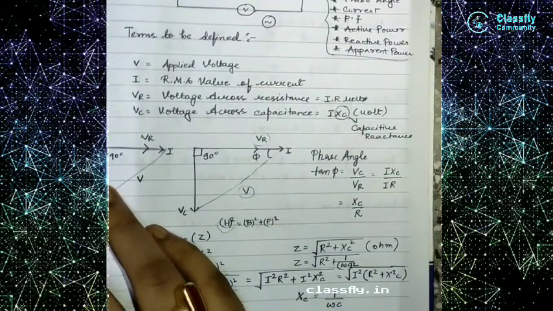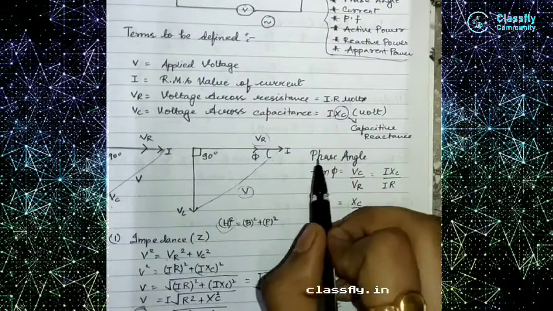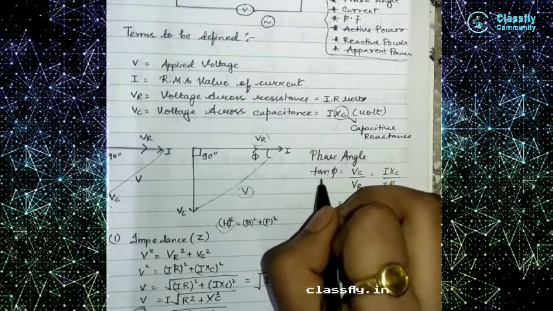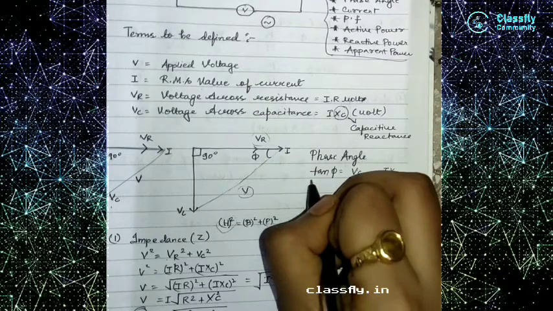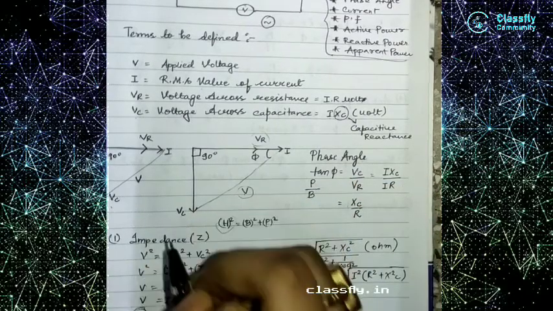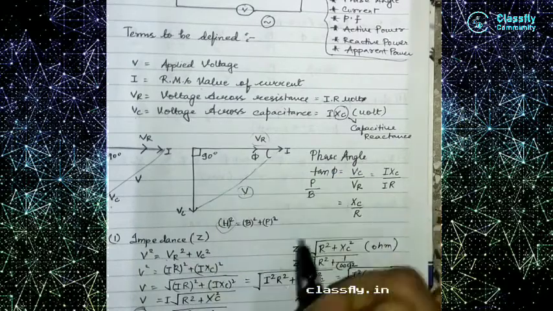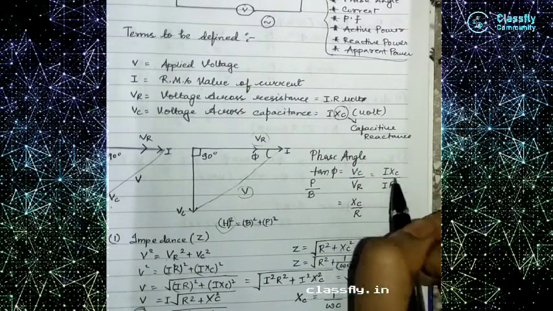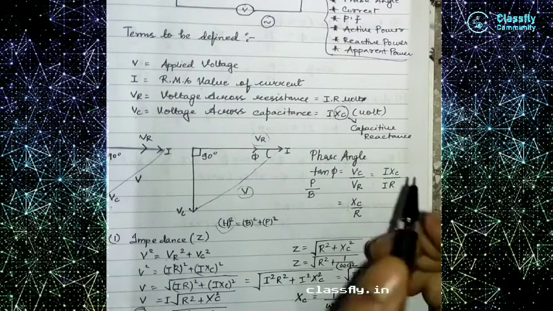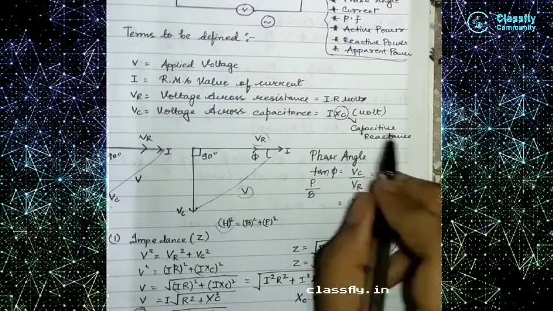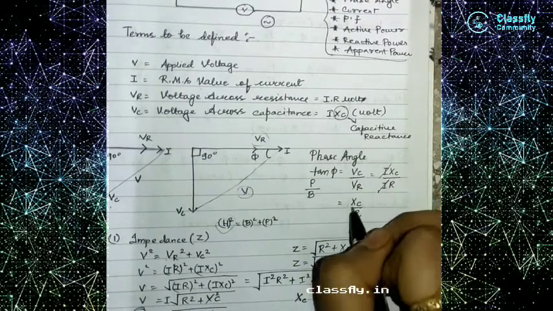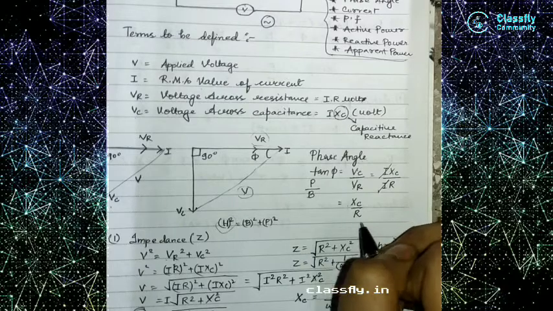Now we need to find the phase angle. For the phase angle, we have to find tan phi. We know that tan phi is perpendicular by base. So our perpendicular is VC and our base is VR. And we know that VC is I XC, that is current into capacitive reactance, and VR is I into R. We see that I and I get cancelled and we are left with XC by R.